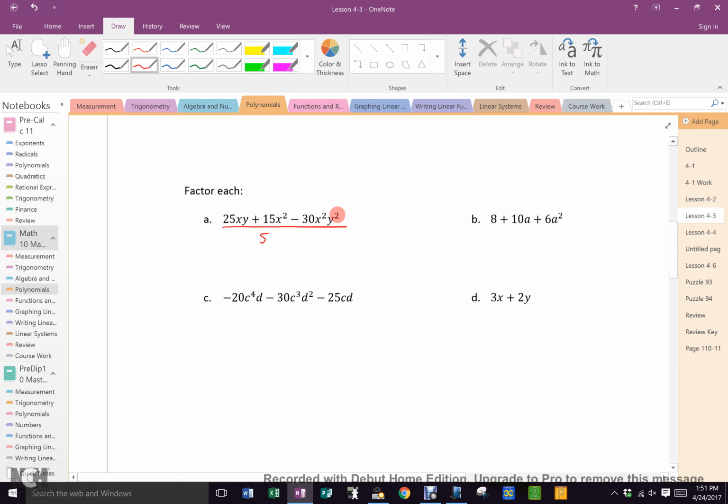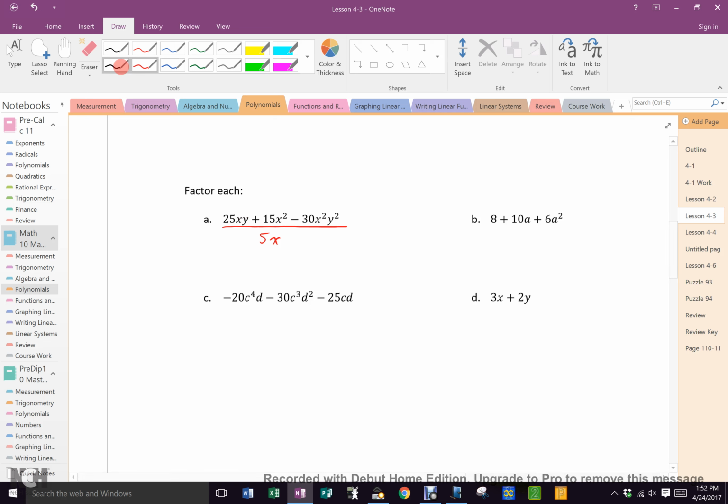Does everybody have an X? How many X's work? 1. Because this guy only has 1 to give, right? How many Y's work? Look closer. Why does Y not work? What's missing from the middle guy? No Y. So can I use Y on the bottom here? No. Now I just follow what I know.